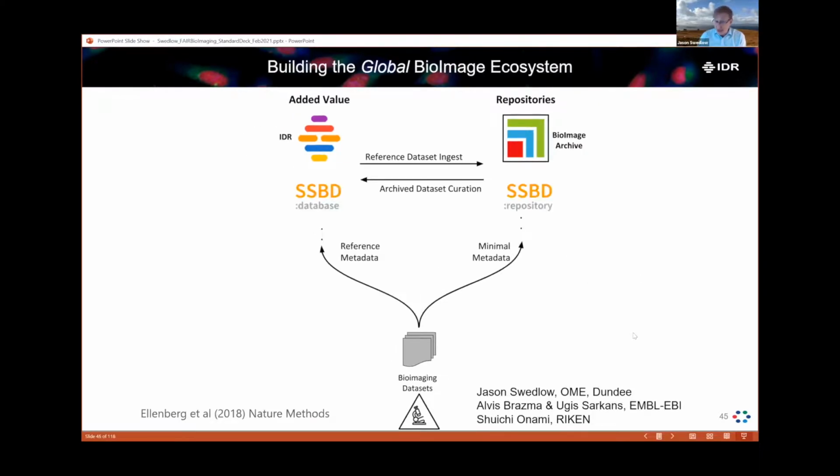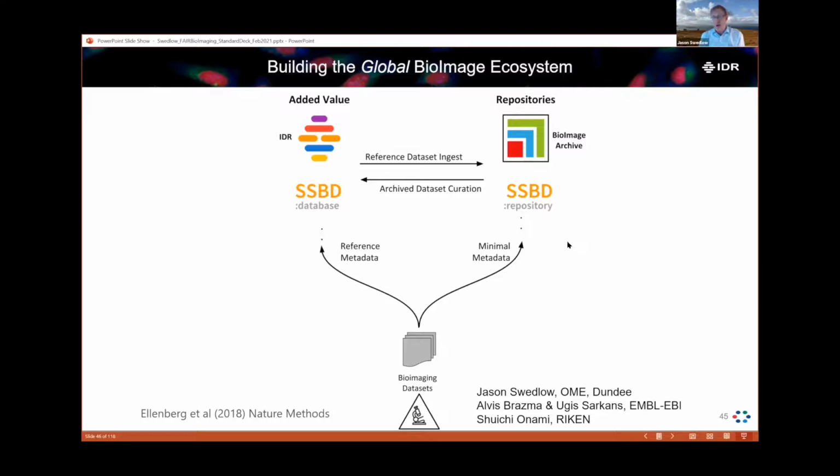It's not just these two projects that are doing this; we actually see this as a much larger effort. With our colleague Shuichi Onami at Riken, Shuichi is taking these ideas and really building on them for Japanese national researchers, and he's built what he calls the System Science Biological Database Repository.